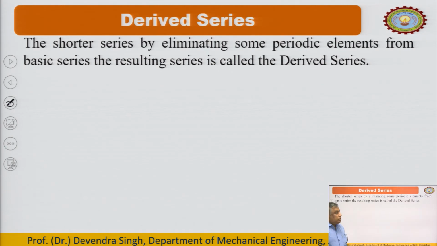Now, the shorter the derived series, sometimes the number of products and number of sizes are more. So, we need to shorten the series. For that we have to eliminate some periodic elements from the basic series, and the resulting series are called the derived series. And there is a standard nomenclature to denote the derived series.